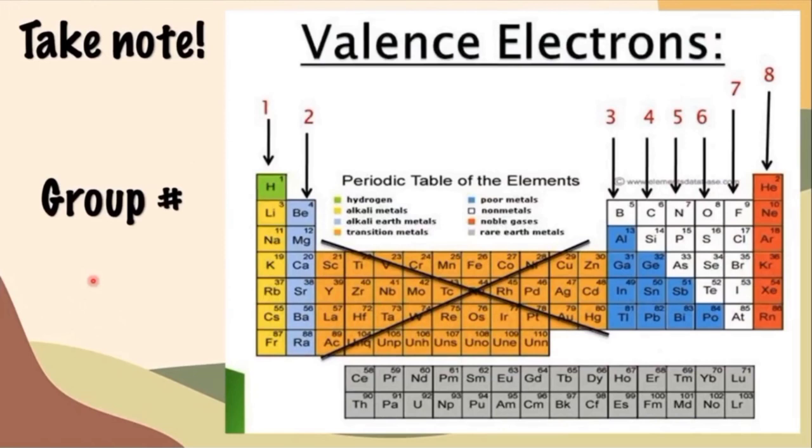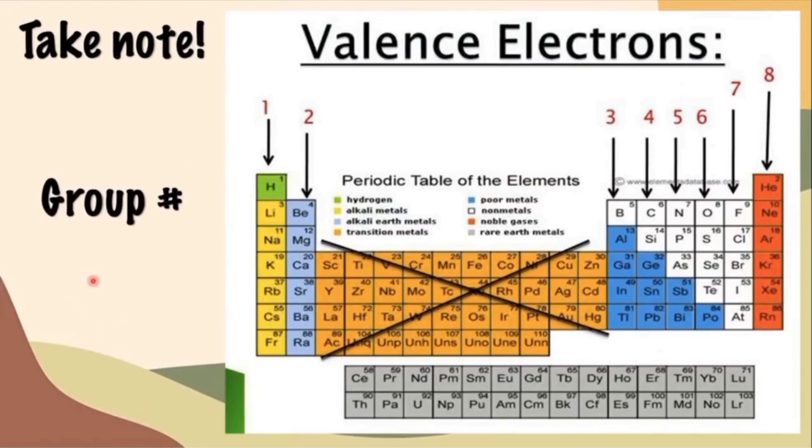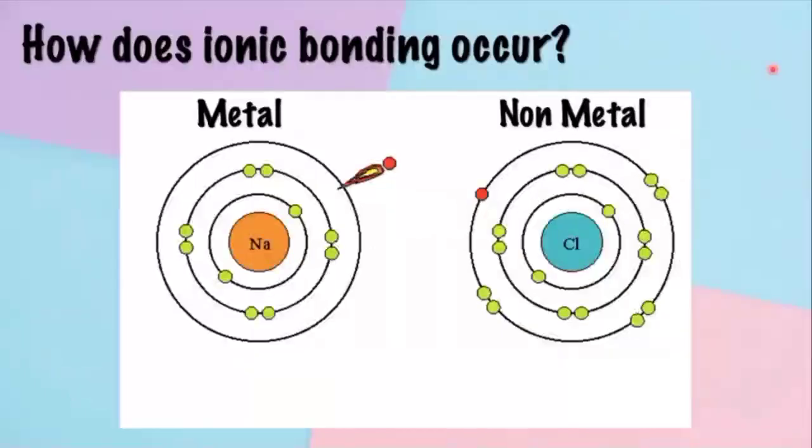number of valence electrons is equal to the group number of an element. For example, group number 1, the valence electrons is 1. Group number 2, the valence electrons is 2. Group 3 is 3, 4 is 4, 5 is 5, 6 is 6, 7 is 7, and group 8 is 8. For example, we have beryllium. Beryllium belongs to group 2. So its valence electrons is also 2. Is that clear, class? Then, how does ionic bonding occur? It occurs when metal elements bond with non-metal elements.